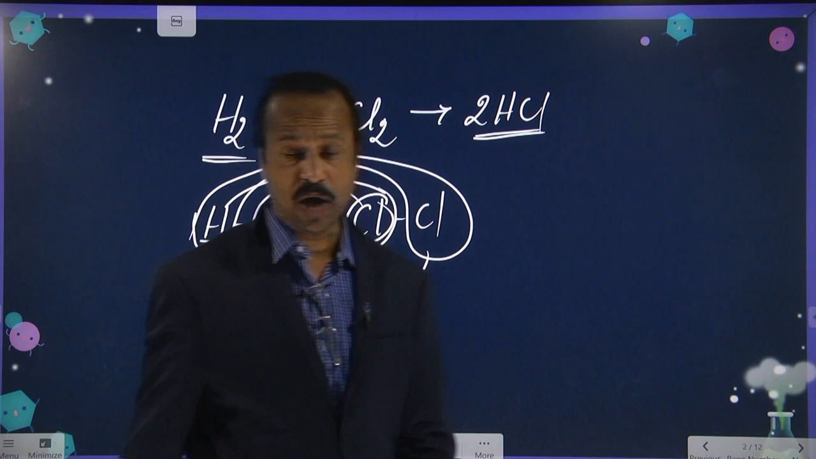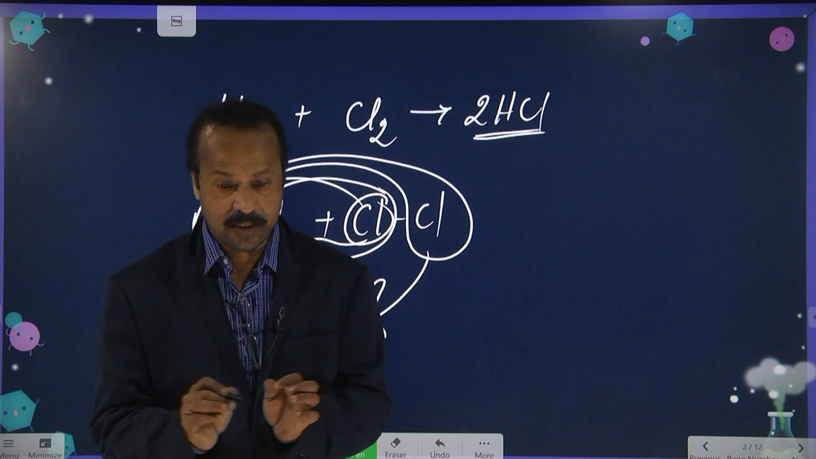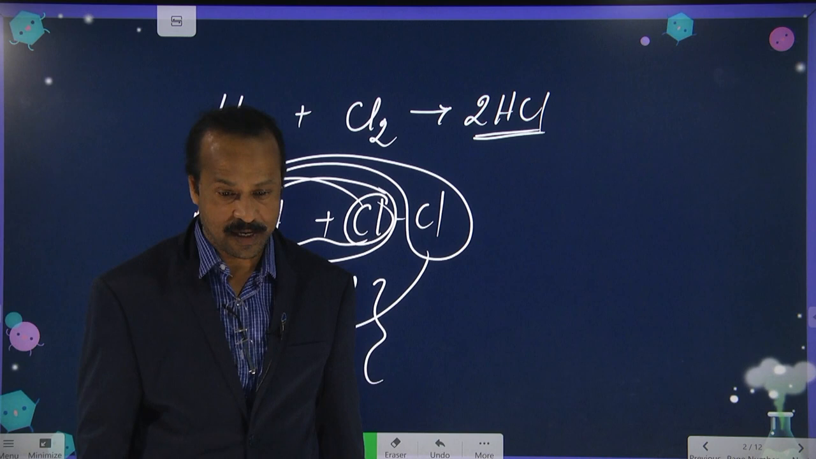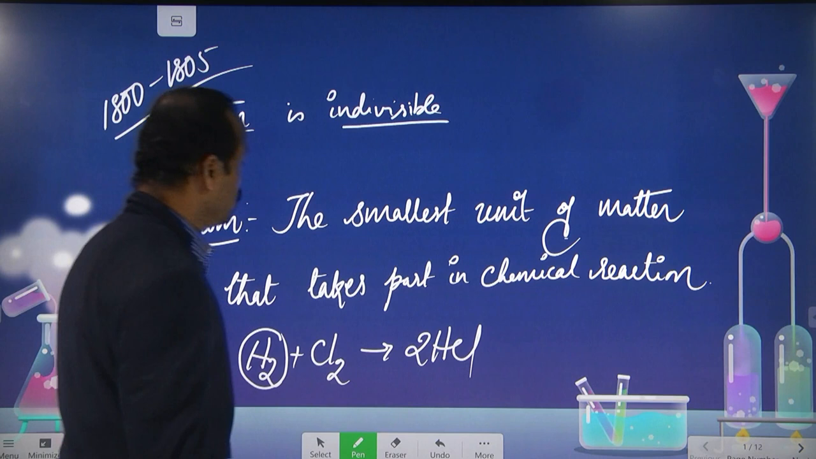So what we can say is that atom is the smallest unit of matter that takes part in the chemical reaction. This is the actual definition of atom. So note down this definition somewhere.